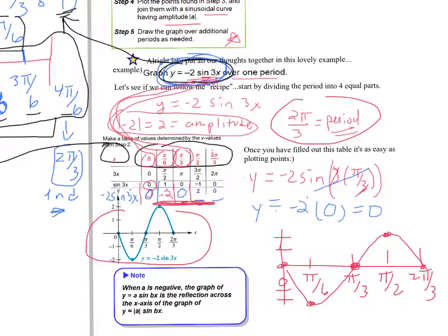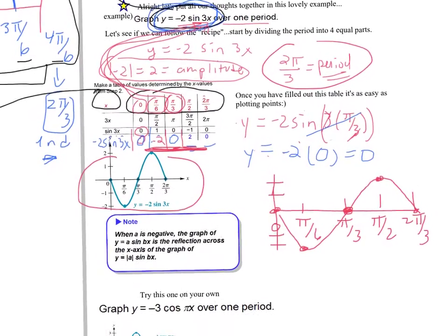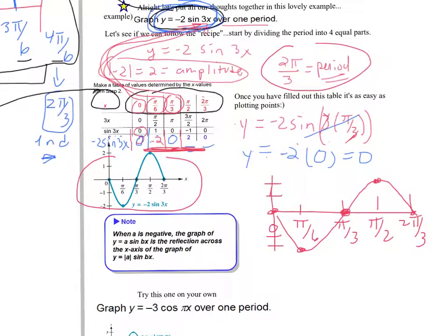Now, I did want to note to self, when a is negative, notice here, the graph of a sine bx is a reflection across the x-axis. So you are noticing that the fact that there's a negative out front has flipped your sine function across the x-axis, just like it did in college algebra when you were graphing like negative square root of x, right? And you talked about reflections. Same thing is occurring.